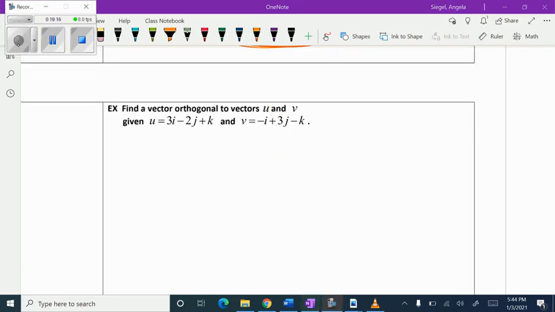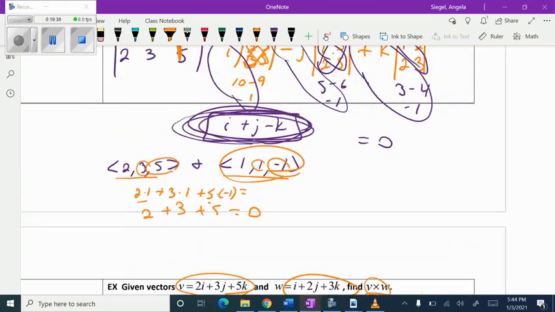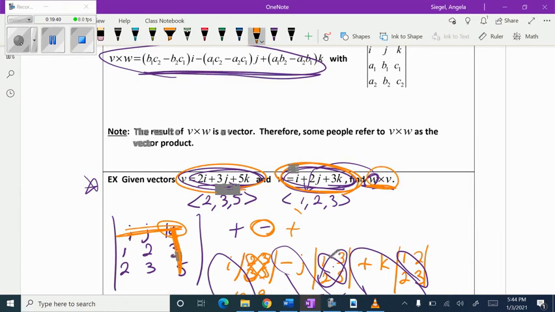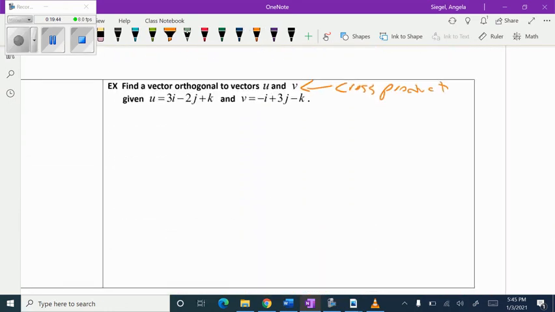You're going to see this on a test, and I've already showed it. Basically what this is saying is just find the cross product. I said order matters, but it doesn't matter for finding whether it's orthogonal or not. You just choose which way you want to do it, and both answers, being opposites, would be correct.